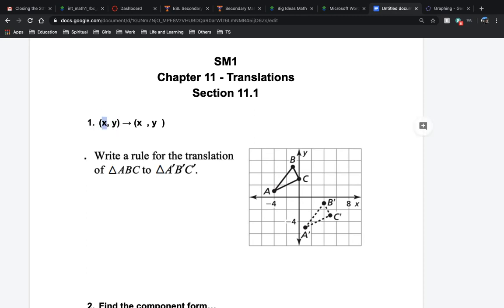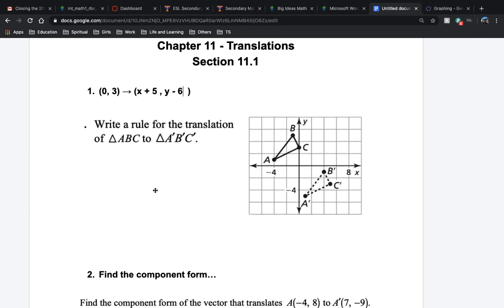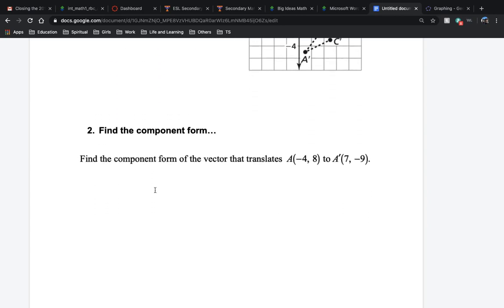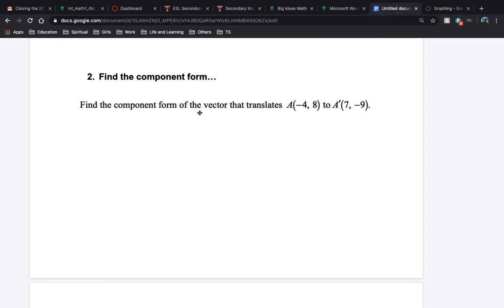Well, I'm going to write them. So it's originally at 0, 3, but because of what I just described, it was translated 5 units to the right and 6 units down. So this is how I describe it. 5 units to the right, because remember x is right or left, and 6 units down. That's the rule of translation for this case. Now, what happens in this second exercise? Find the component form of the vector that translates the point A, it is right here at negative 4, 8, and then it takes it to 7, negative 9.